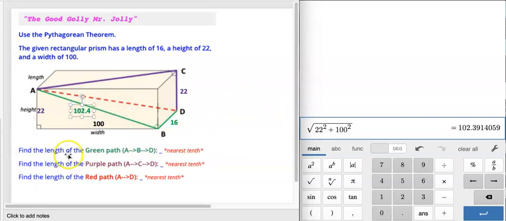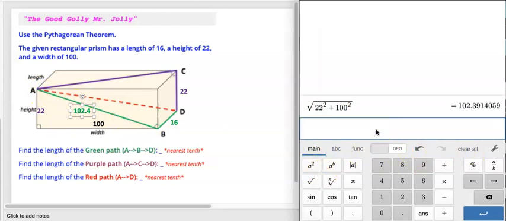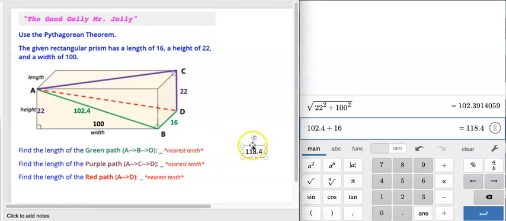So the entire path of the green line, let's go to the next slide. Here we go. 102.4 plus 16. The green path is going to be 118.4. I might need that here in a second, so let's save that. You're the green path. Let's make you bold and let's make you green.